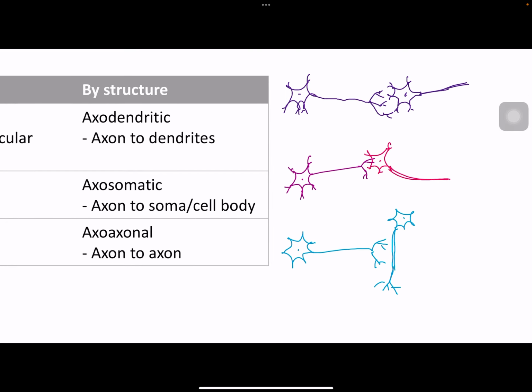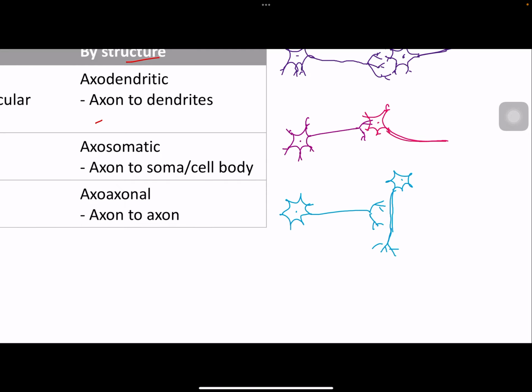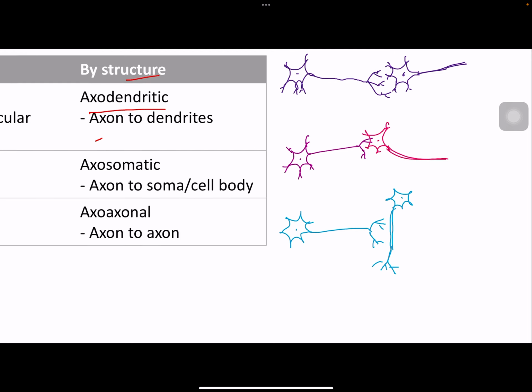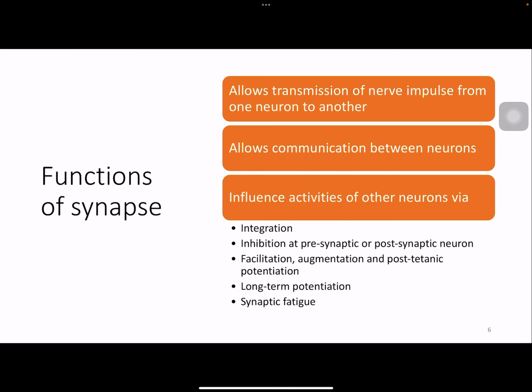Another way to classify the synaptic arrangement is by the structure. The one that I mentioned before, in which the synaptic end bulb synapses with the dendrite, is what we call the axodendritic. Okay, the axon here refers to the terminal axon. But sometimes the axon terminal can also synapse directly with the cell body, known as axosomatic, or the axon of the postsynaptic neuron, known as axoaxonal.